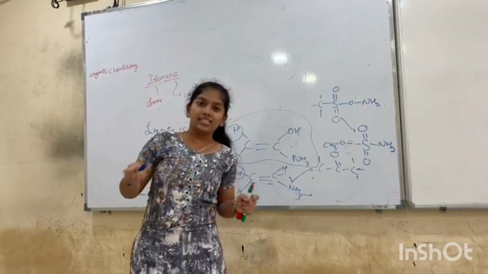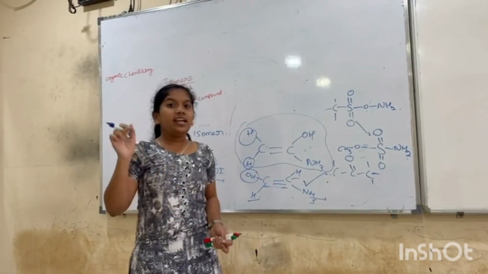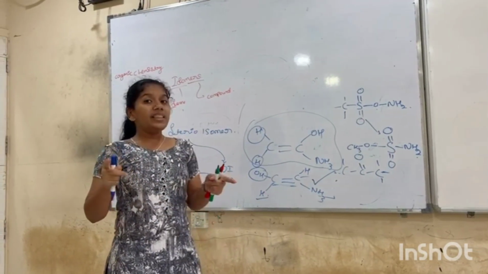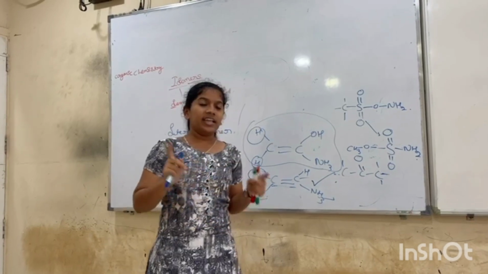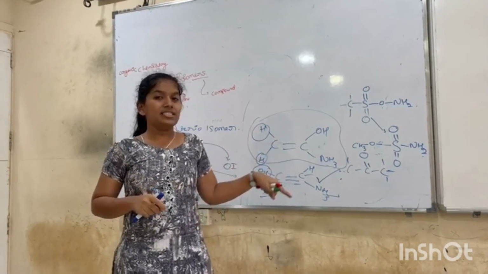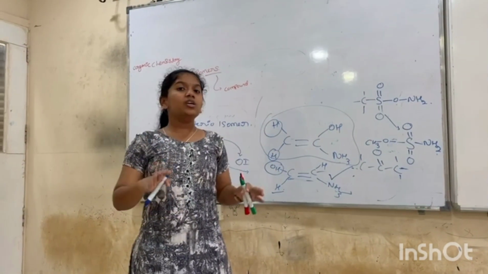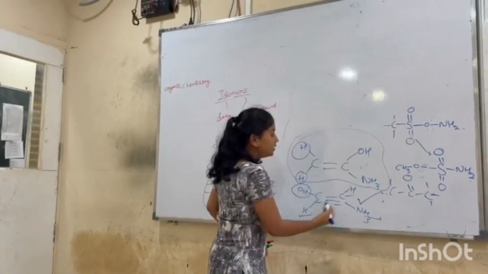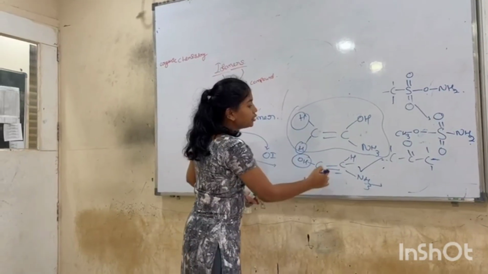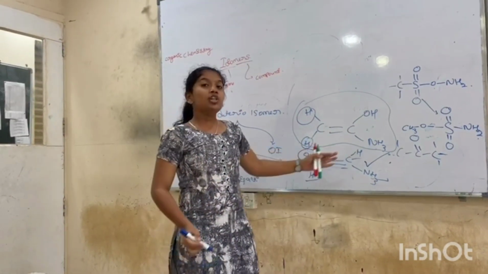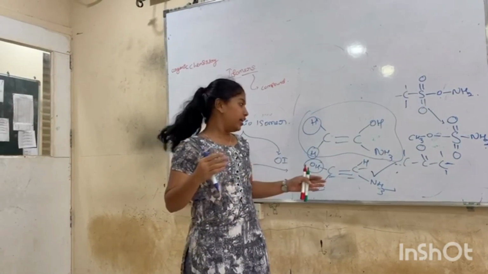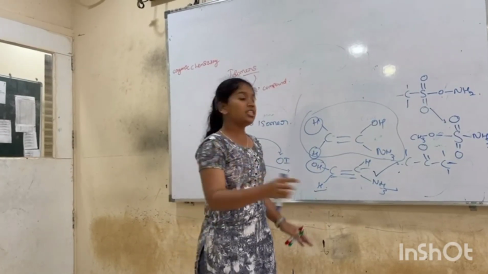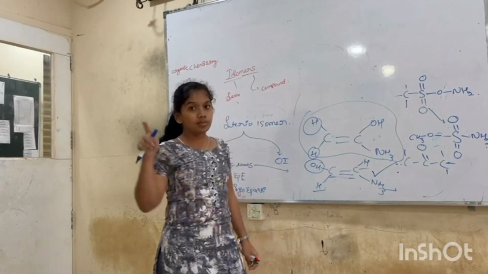Comparing cis and trans isomers, the stability of trans is more than cis. But the energy in cis is more than trans, because energy is inversely proportional to stability. In case of trans, these two groups are present on opposite sides, so there is no repulsion. Repulsion is not possible in case of trans.